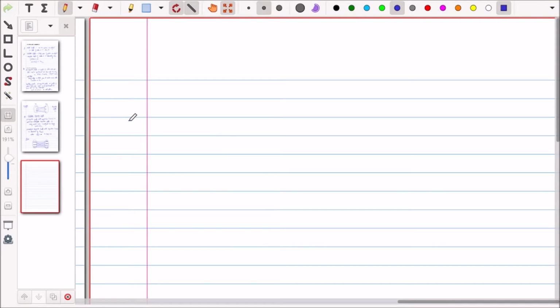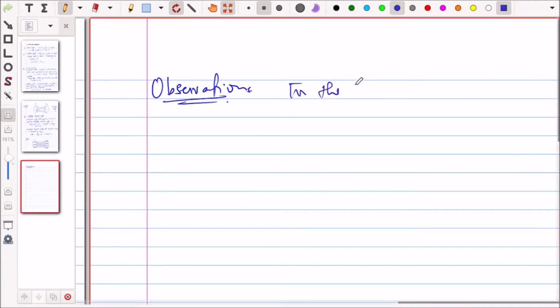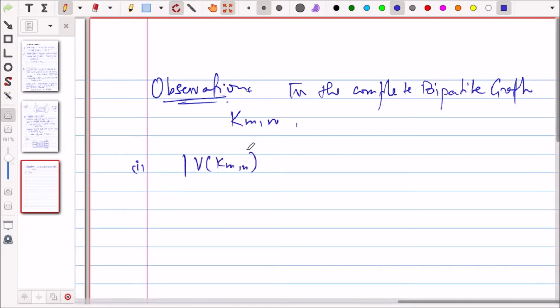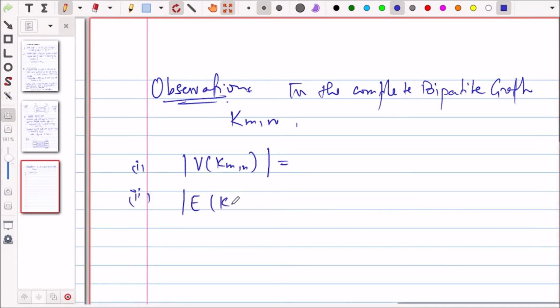Okay, now give me these important observations about complete bipartite graph. So first is for the complete bipartite graph KMN. First, what is the cardinality of KMN? Order of this graph. बताओ क्या होगा? Then number of edges in KMN, ये क्या होगा?